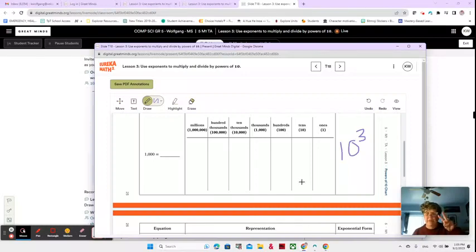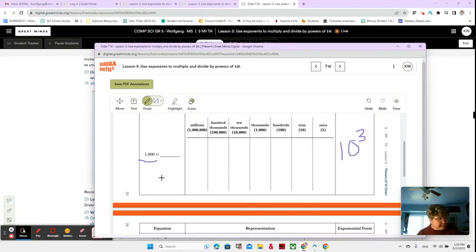We are in the second video of lesson 3, and we're talking a little bit about exponents and powers of 10. So here's this. How do we read this? Yes, 10 to the third power. And what is 10 to the third power? It is the same as 1,000. It is the same as 10 times 10 times 10.